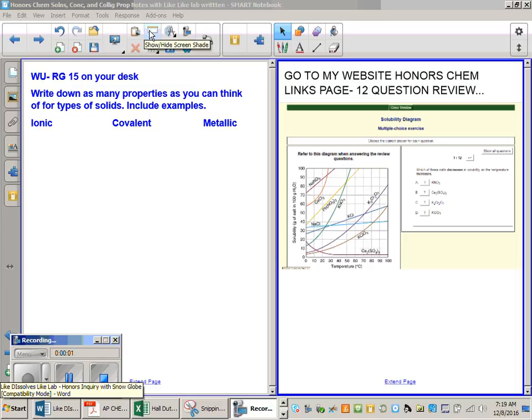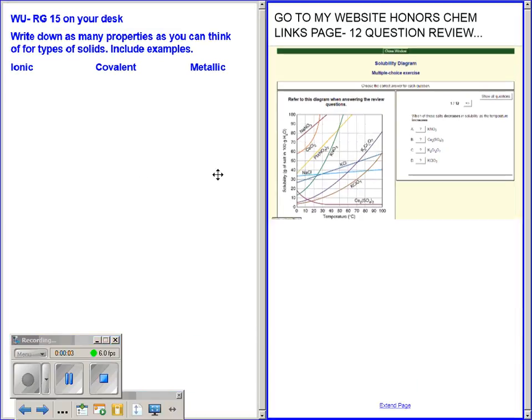More on my website, so it's coming up right now. It's a little small because I've got dual screen, but the first one is a review of covalent, ionic, and metallic properties, and the second thing is a little multiple choice practice, linked from my web page. So finish that up and then move on to something after that.